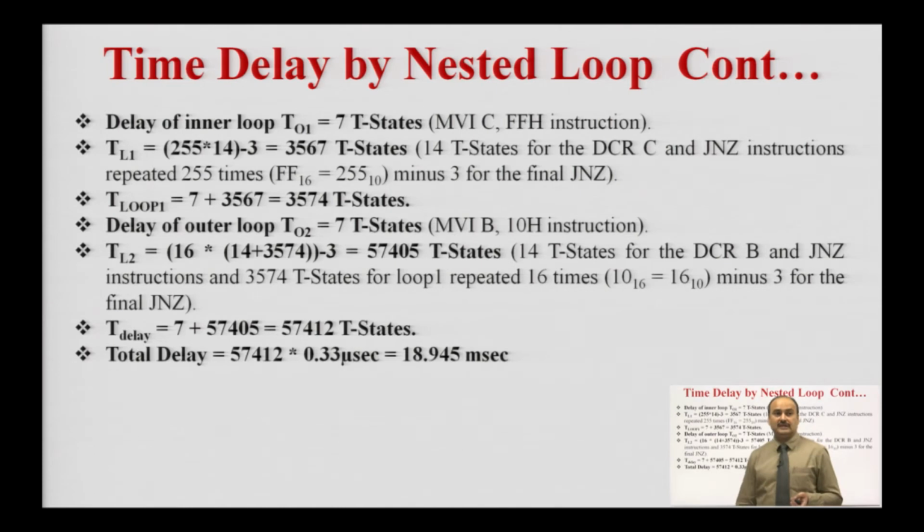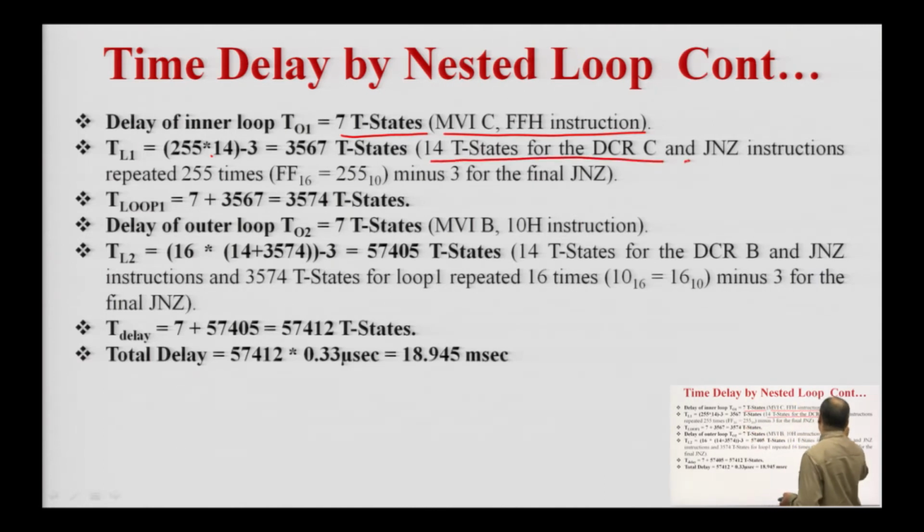Now, to generate the delay with the help of a nested loop, the delay of the inner loop is given by TO1, that is 7 T states, and this is the T state for the MVI C FFH instruction. TL1 is calculated as 255 multiplied by 14 minus 3, that is 3567 T states. What is this 14?